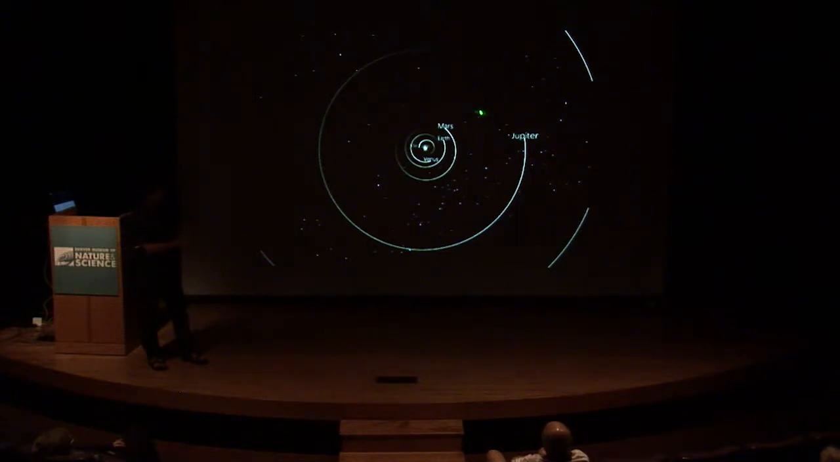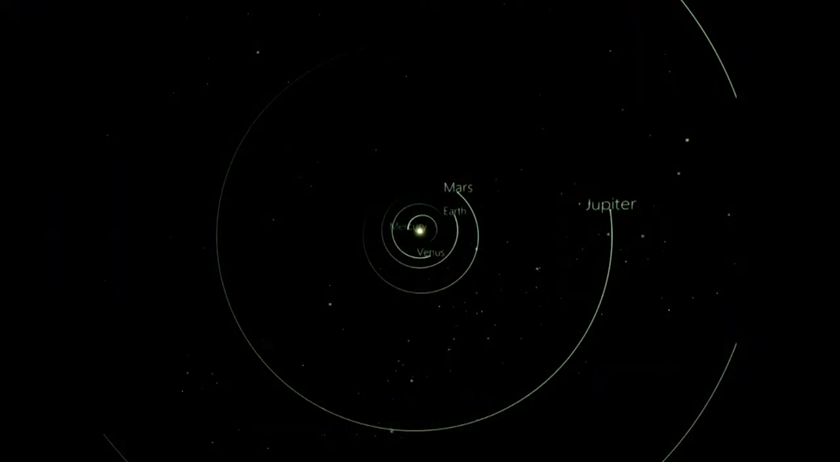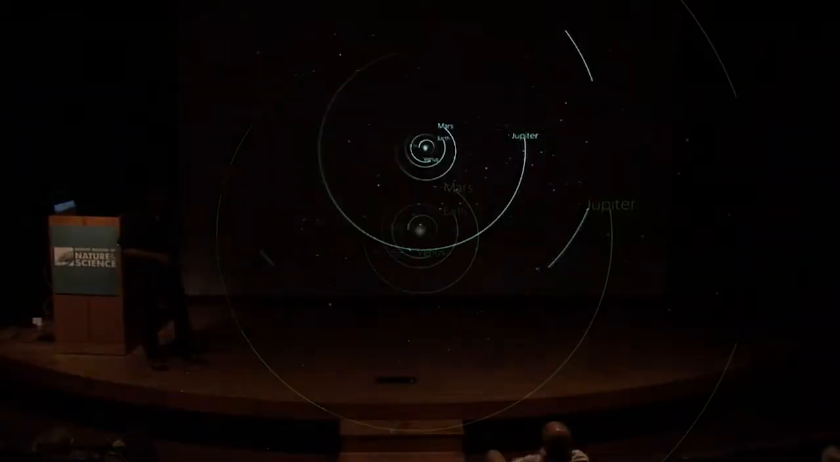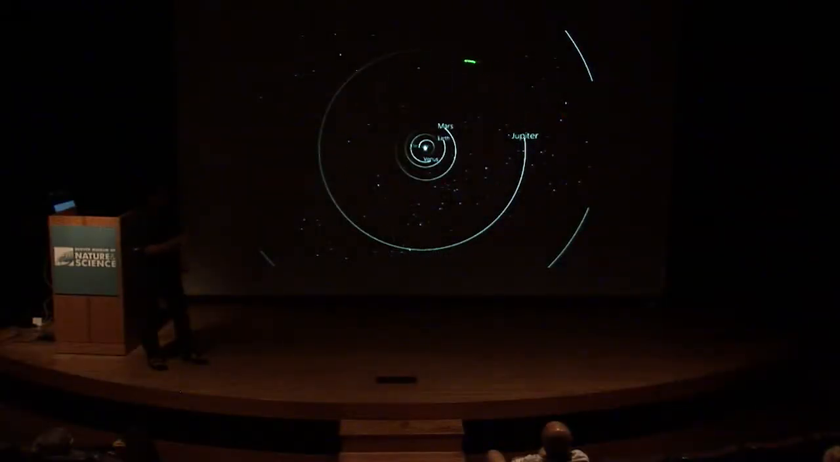So here is our inner solar system with the inner planets that include Earth and Mars and Mercury and Venus. And then farther out, we have Jupiter and the outer planets. You might remember that the asteroid belt is between Mars and Jupiter. Currently we have over 500,000 objects that have been discovered in the asteroid belt. But it turns out that there are objects all throughout our solar system.